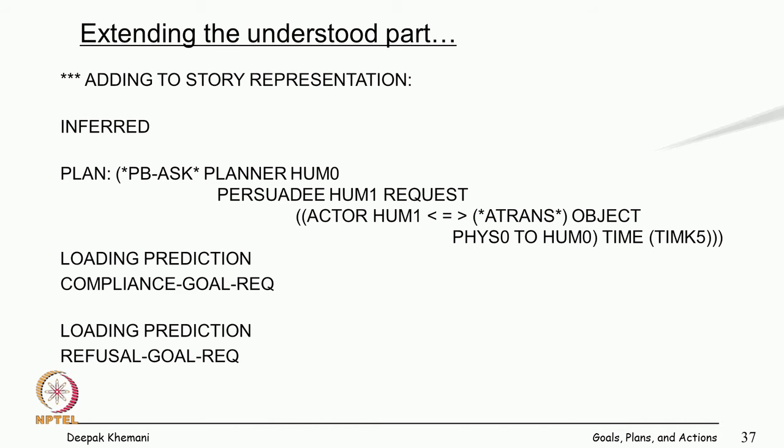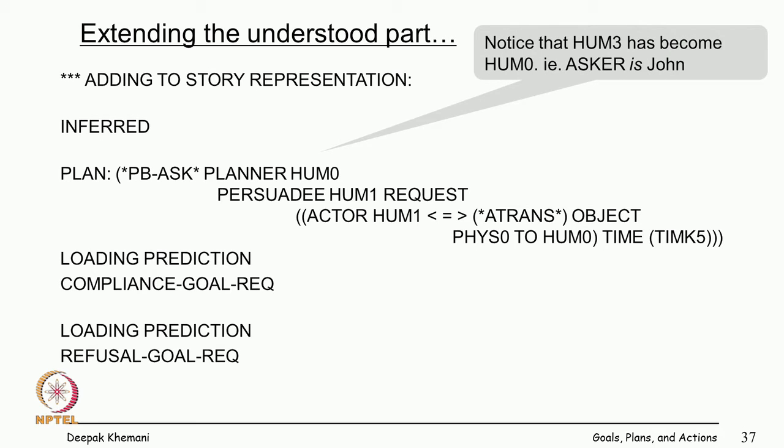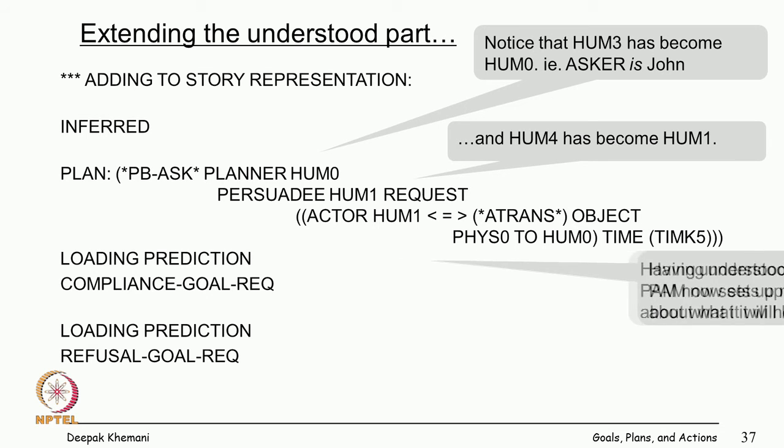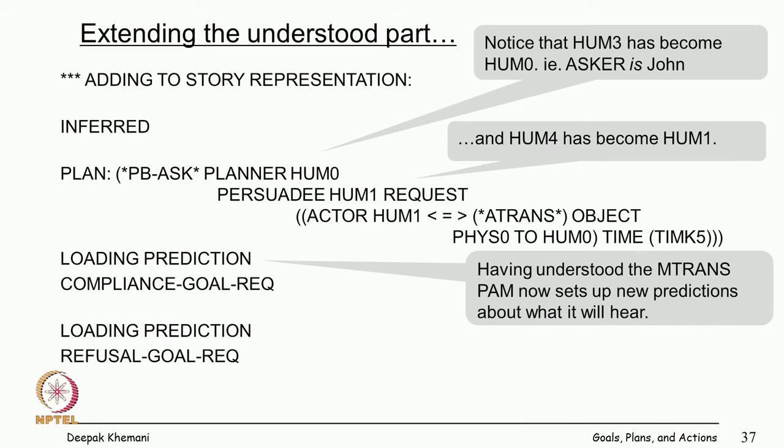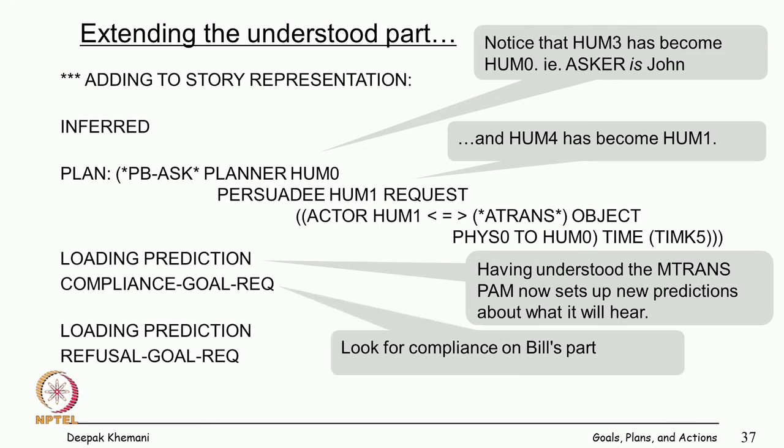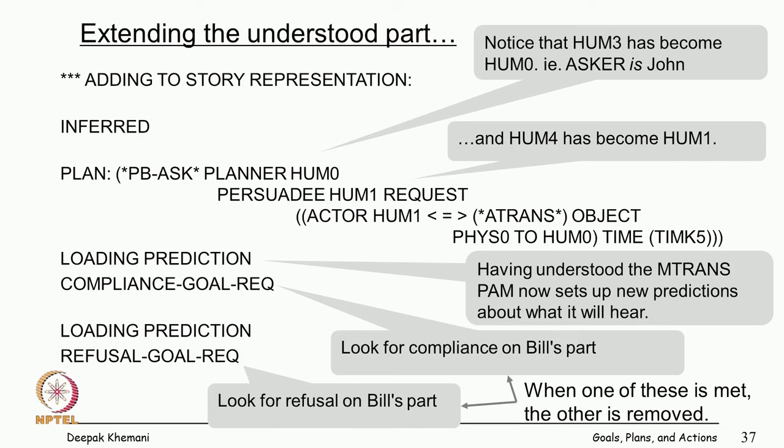So, it adds to the story representation that it has inferred that John had this plan of asking Bill for the bicycle, and it now loads two predictions: that either Bill will agree or Bill will refuse. Both things could be possible, and Pam is ready to listen to both kinds of stories. So, either Bill says give it to him or Bill says no or something like that.